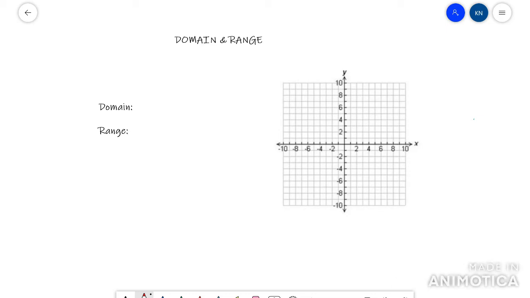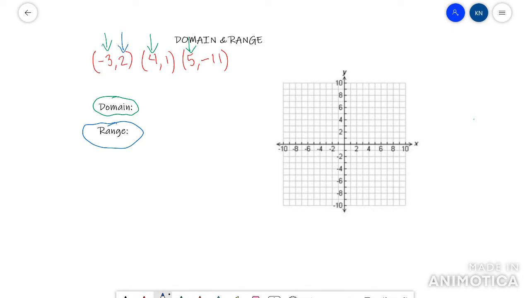Domain and range is a concept that a lot of students struggle with, so I'm going to go through a couple examples real quick. By far the easiest is when they give you just coordinates. It doesn't really matter what they are. Domain refers to all the x coordinates, and range refers to all the y coordinates.